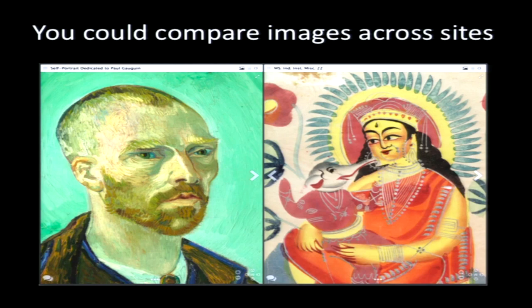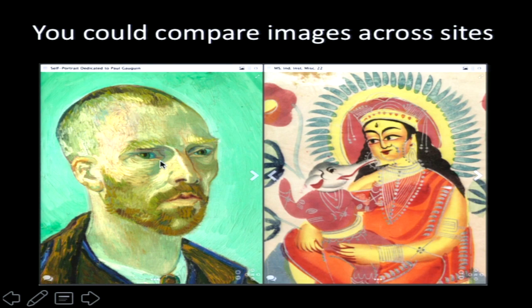What if you could compare images across different sites? One of the things that we all find as holders of cultural information objects is we don't have the world in our repositories, and our materials only make sense and achieve their true value when they're viewed in context with objects that exist outside. In this case, we have an image from the Harvard Library, the Harvard Art Museums, and one from the Digital Bodleian, which is Oxford's digital library, that are being pulled in dynamically from two different sites and actually can be viewed side by side. So if you're interested in studying portraiture, for example.